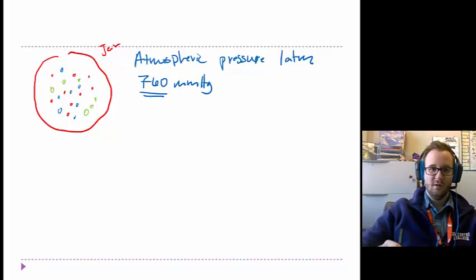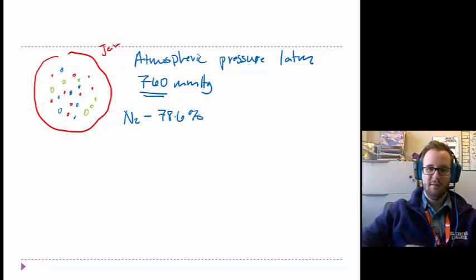Now, if you wanted to know what the percentage is, or how much each individual gas gave us as pressure, then we would go through and just simply look at the percentage of each of those different types of gases. So for example, nitrogen gas is about 78.6% of all of the gases inside of the atmosphere.